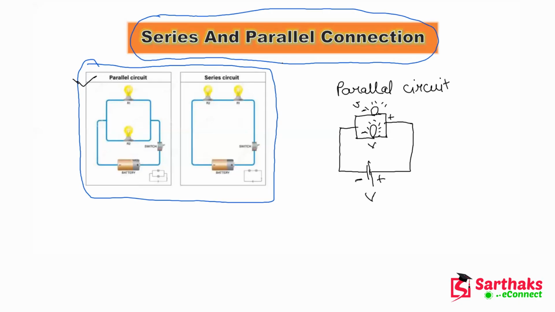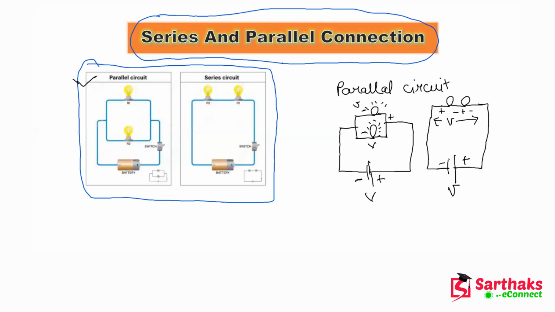But in a series circuit, what happens? Let's suppose this is your series circuit. This is your battery. This is a bulb, and this is again a bulb. This is minus, this is plus, this is plus, this is minus, this is again plus, this is again minus. So basically this is a series circuit. In a series circuit, this voltage will be divided across these two bulbs, so the combined voltage of the bulbs will equal the voltage of this battery.